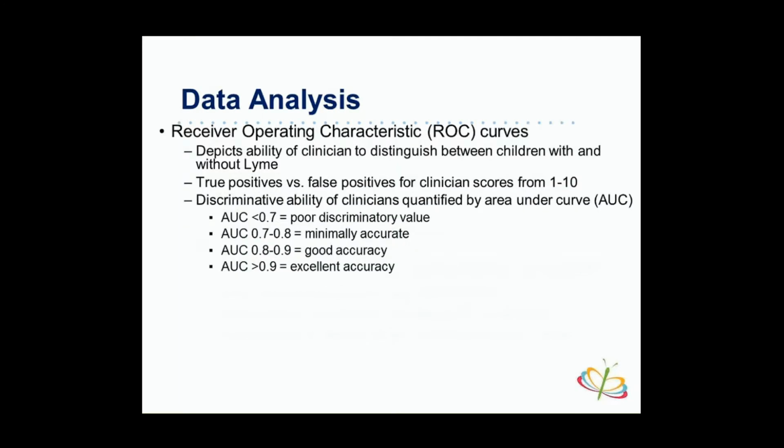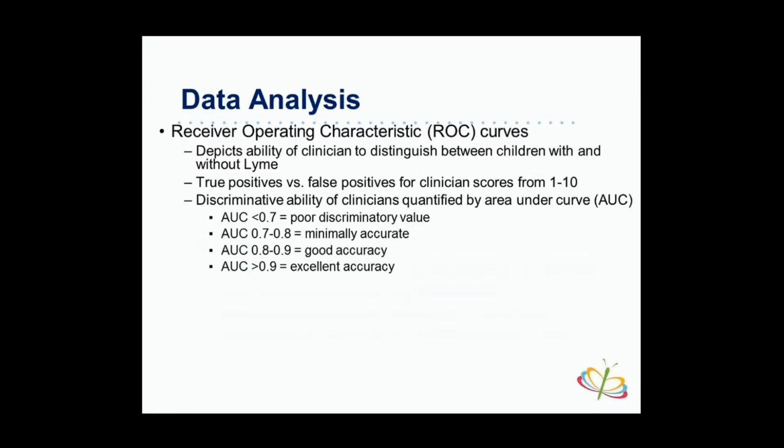So, receiver operating curves. Once the associations were measured, the study addressed one key question asked, that is, are the clinicians able to distinguish between children with and without Lyme disease in the ED? The receiver operating characteristic curves, or ROCs, were obtained comparing the true positives versus false positives for scores from 1 to 10.